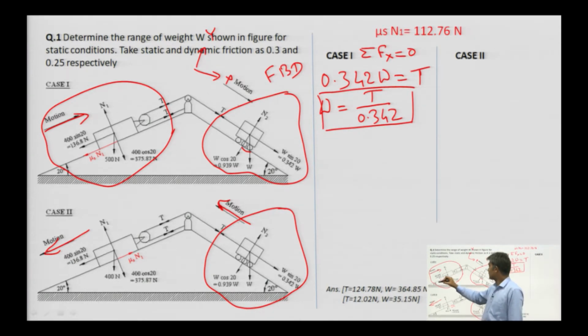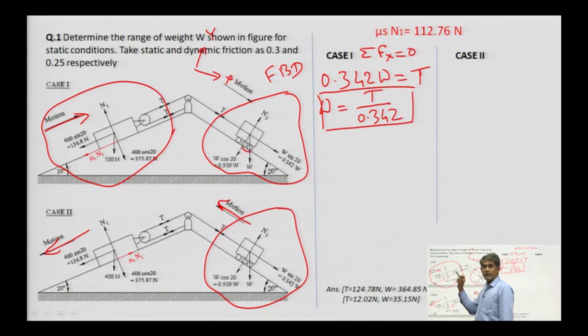What are the forces in this free body diagram? Number 1, the weight of 500 Newton of this block. This weight has been resolved perpendicular and parallel to this inclined plane. The values are shown over here. Perpendicular to it, it is 400 cos 20, which means 375.87 Newton, and in the parallel direction it is 400 sin 20, which means 136.8 Newton.